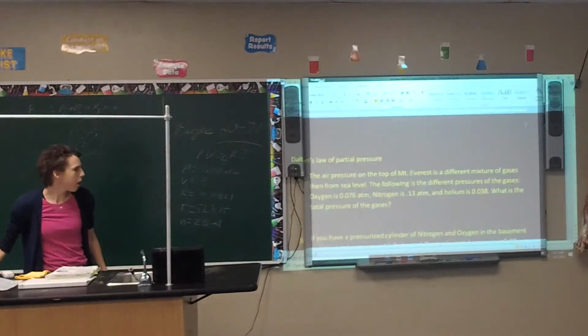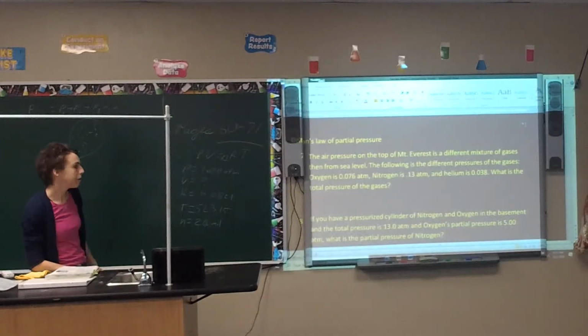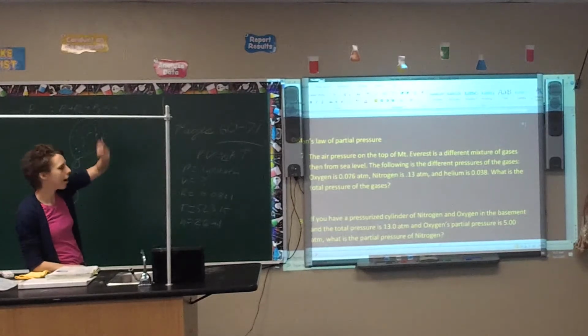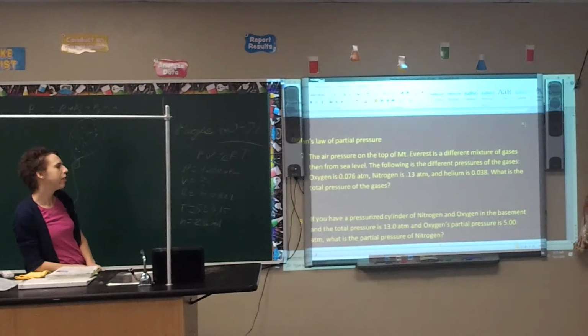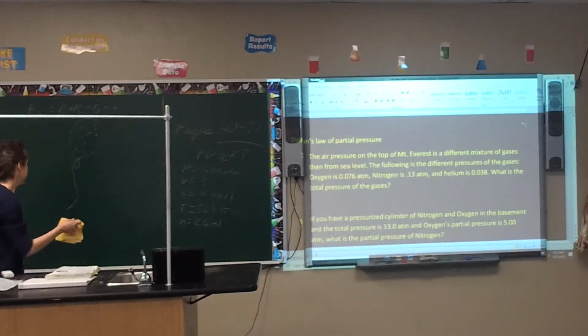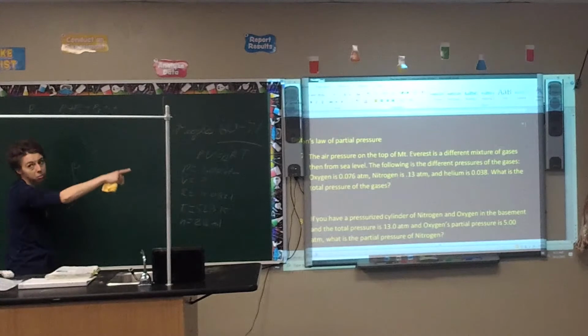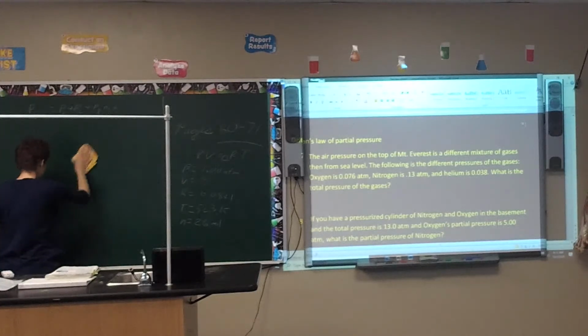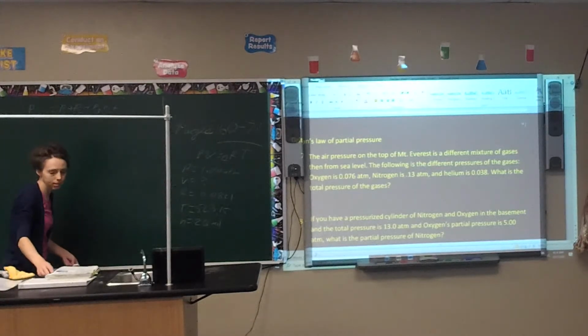All right, the air pressure at the top of Mount Everest is a different mixture of gases than at sea level because it's so high. The following are the different pressures of gases: oxygen is 0.076 atm, nitrogen is 0.13 atm, helium is 0.038. What is the total pressure of the gas? You might really see something like this on the exam, so make sure you try it and don't just try to do it too quick.